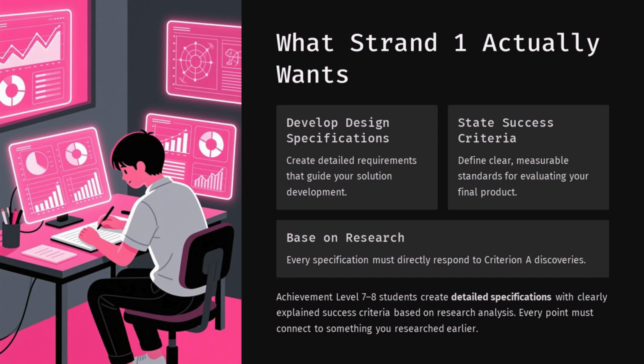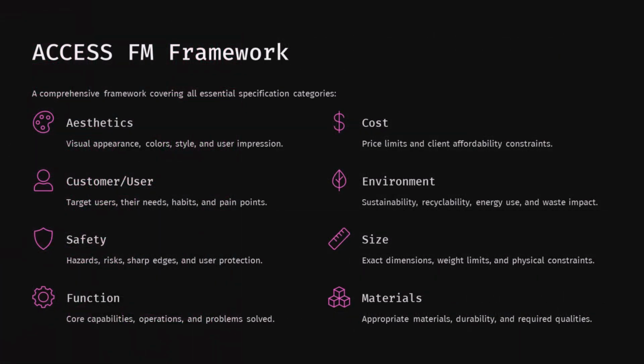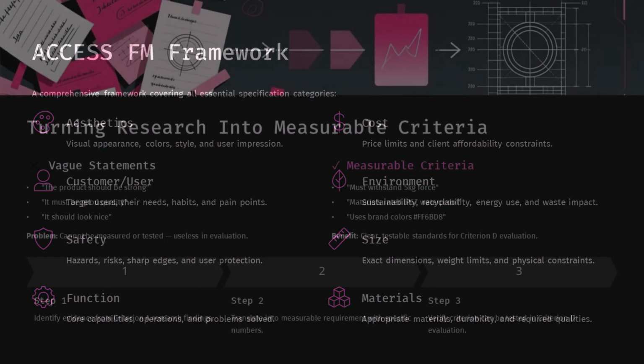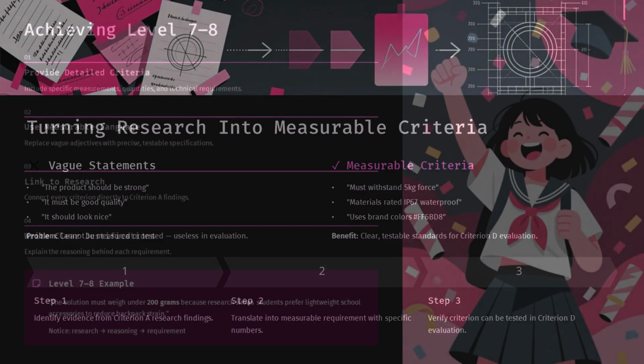3. It must be based on your research. Your specification must be directly linked to Criterion A findings. If your research found that the user values portability, your specification must include portability criteria. 4. It must be complete. Your specification should cover all the Access FM areas. Access FM, I mean the aesthetics, the cost, the customer, the environment, the safety, the size, the function, and the materials. The IB does not require Access FM specifically, but it is the easiest way to ensure completeness of your entire specification. 5. It should be realistic. Your success criteria must be achievable with your resources, available tools, and time.